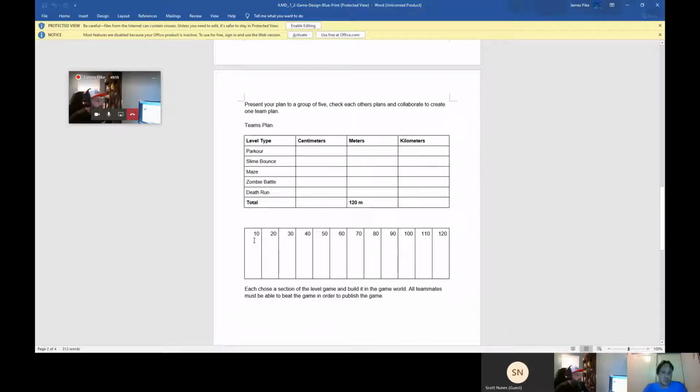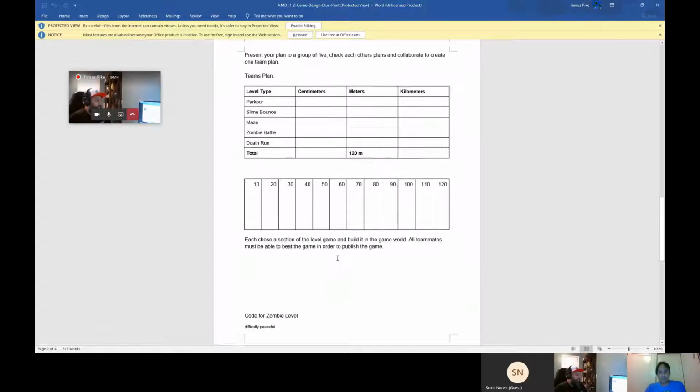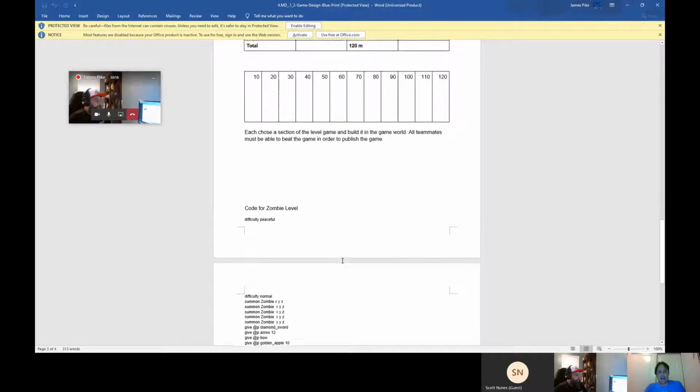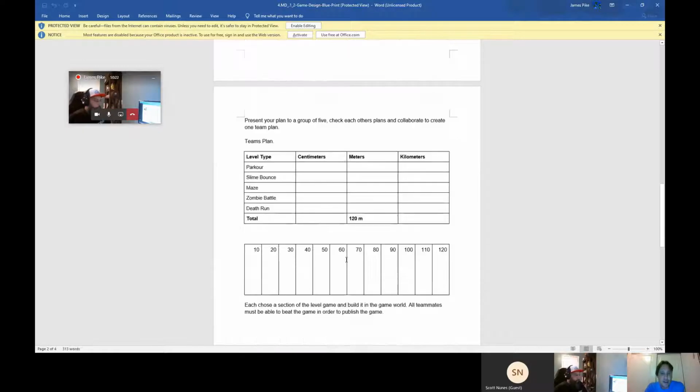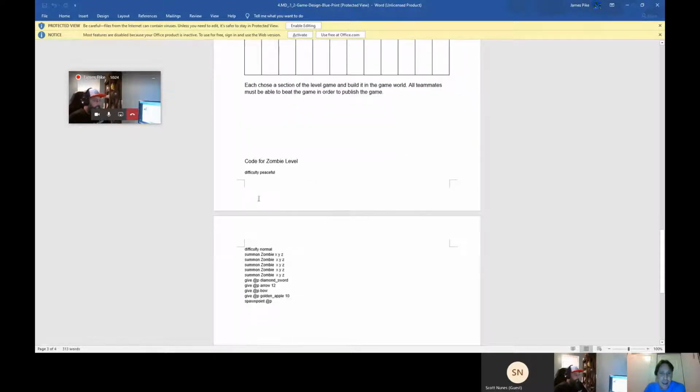Scott, you're going to do the parkour meters 10 to 20. I'm going to do the zombie battle meters 30 to 40. So then they divide up their plan and get a sense for measurement at the same time, and critical thinking as they create plans and analyze other people. Right, 4 C's all the way on this activity.